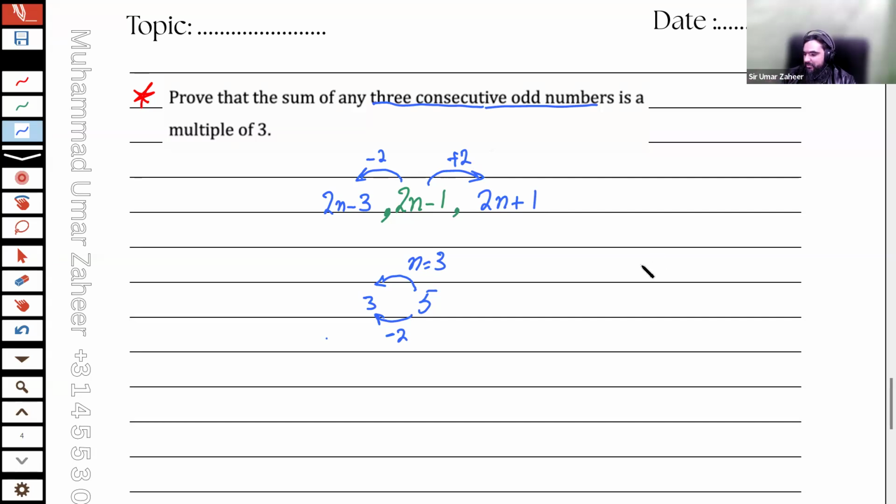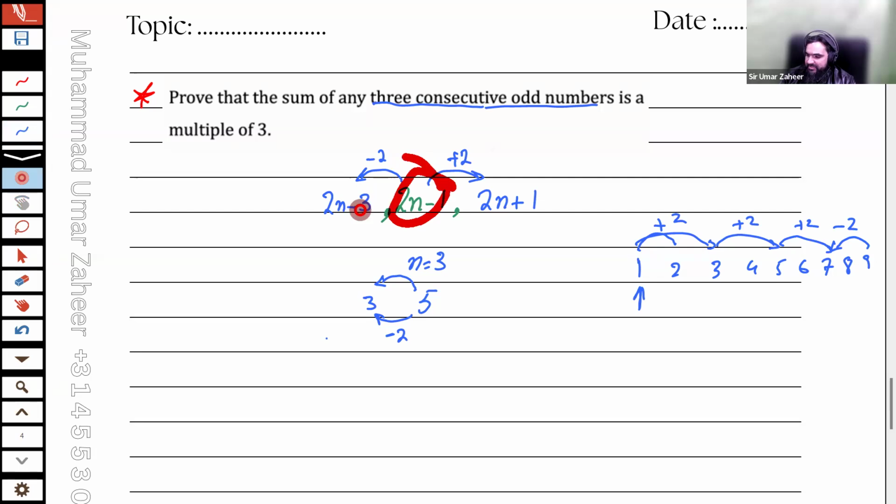Because we know that in the odd numbers, you have 1, 2, 3, 4, 5, 6, 7, 8, 9. So if one number is odd, then plus 2, you will get the next odd number. Plus 2, you will get the next odd number. You need to find the previous one, you need to do the minus 2. So this is the general form. I just do minus 2 and plus 2 to find the three consecutive odd numbers.